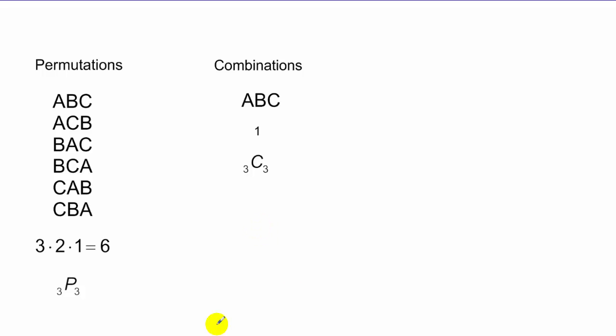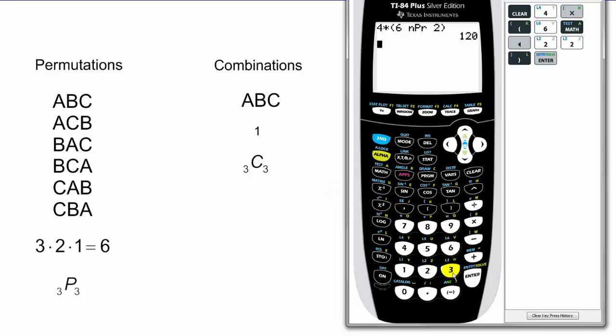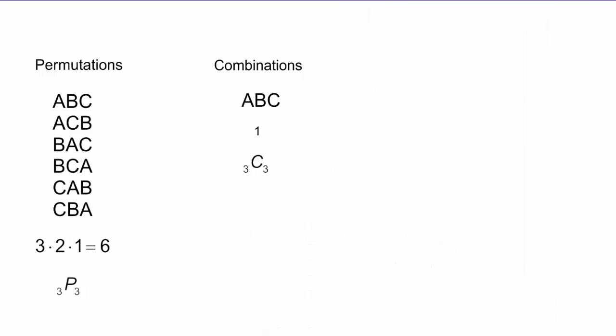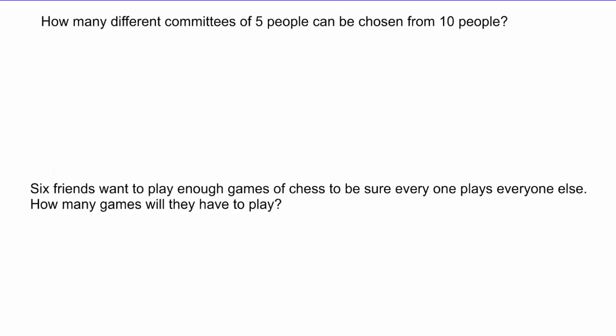And we can prove that on the calculator. Let's just go ahead and do that. So I say 3, hit math, again go to probability, here's C right under P, and 3, hit enter, and there's my 1. So order and non-order are going to be very important for these different types of items. Let's go through a couple examples.